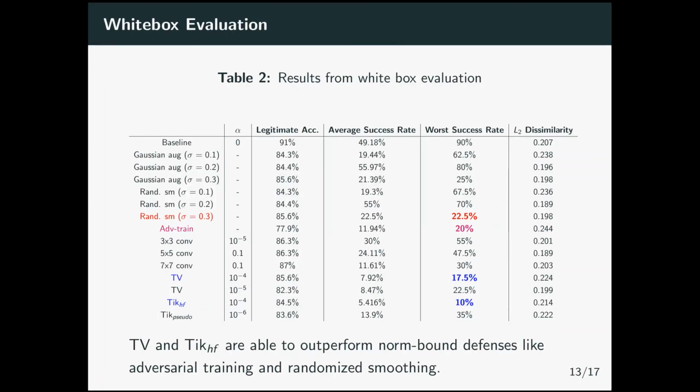Here's a more comprehensive set of results. The legitimate accuracy in this table is the accuracy on the LISA test set, the average success rate is basically the success rate over the top 18 classes, and the worst case success rate is where the attacker performed the best. We also compare with randomized smoothing and adversarial training and show that our total variation regularization and TIC-HF are able to outperform these norm-based defenses against these RP2 adversaries.